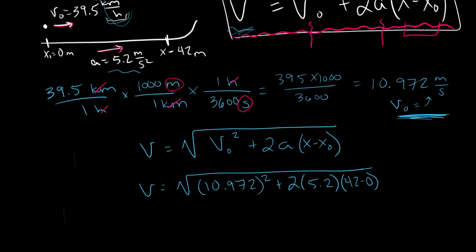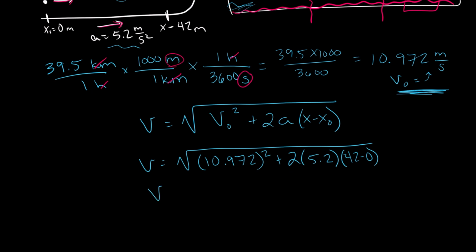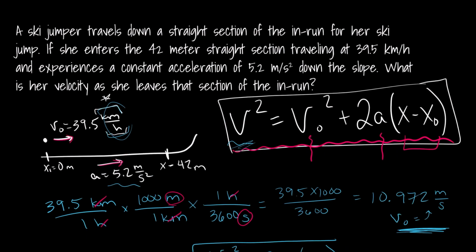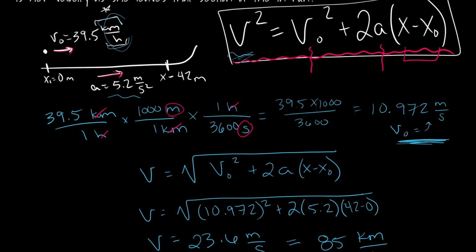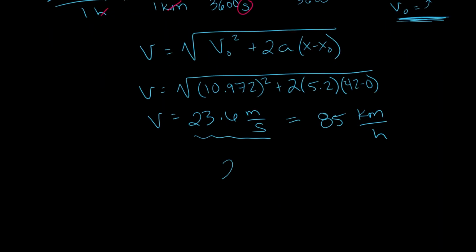Okay, so we plug that into our calculator and we get 23.6 meters per second as our velocity of that skier when they leave that section. And that is equivalent to about 85 kilometers per hour. Okay, so you could report either. You would need to round to 2 significant digits, because if we look back at the numbers we were given, 42 and 5.2 both have 2 sig figs. So you could report 24 meters per second, or if you wanted to report the 85 kilometers per hour, you could do that too.